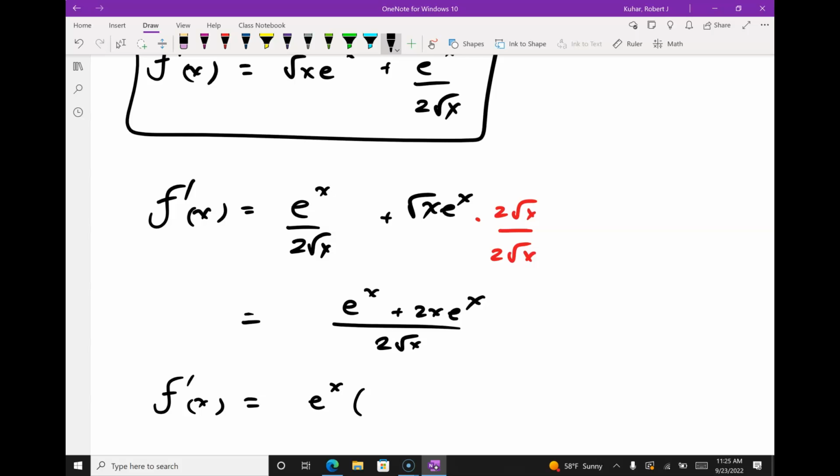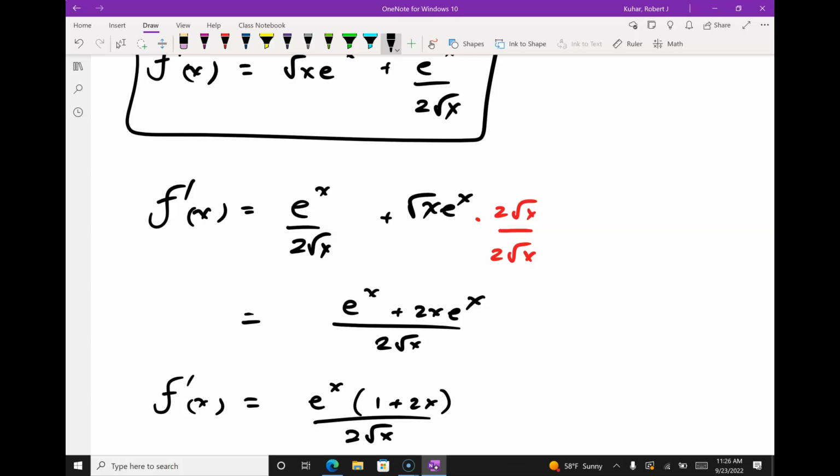Factor. When is the numerator equal to 0? Negative 1/2, but that's not my domain. Remember, my domain is the domain of square root of x. So there is no horizontal tangent. There's nowhere where the numerator will equal 0 in the domain.